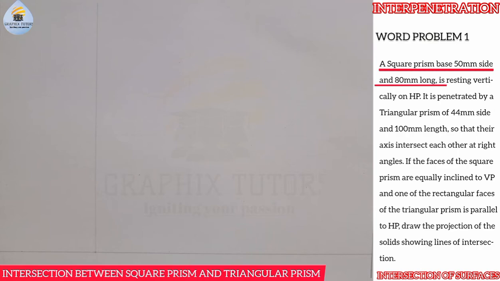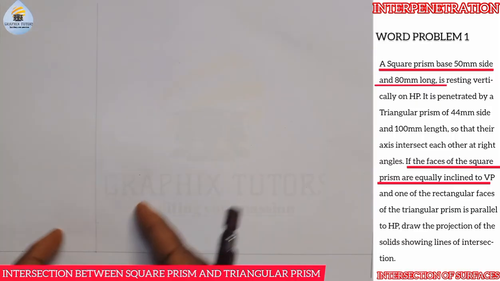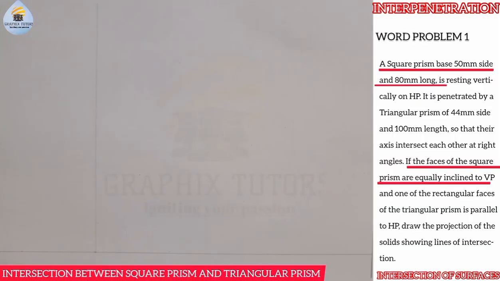So what I'll simply do here is to take some important notes. In terms of the square, we are told that all the sides of the square are 50 millimeter, and we're also told that the square prism, you see where I'm underlining, are equally inclined to VP. So it means that the square prism is inclined to VP. So this is my VP, my horizontal plane, and the square is inclined to VP.